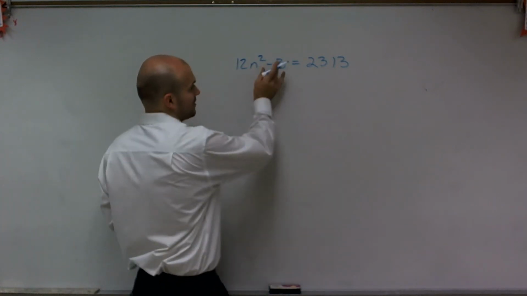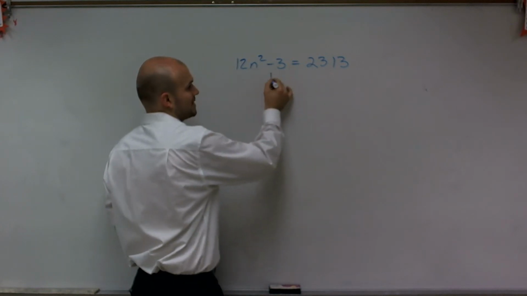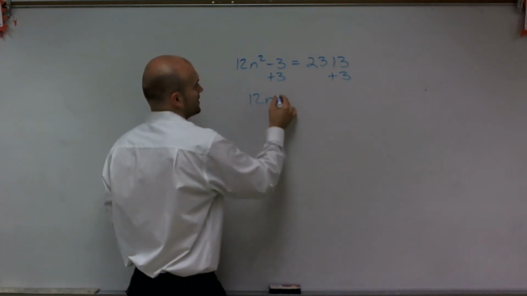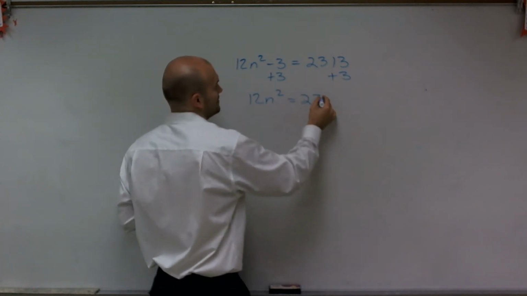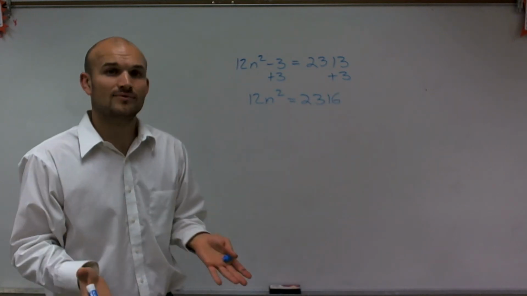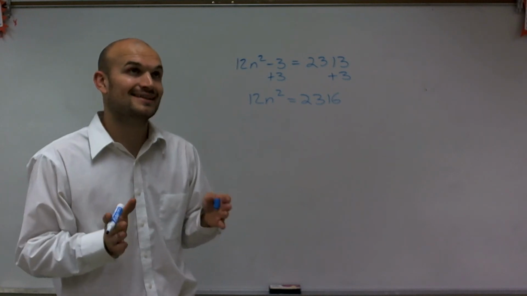So I notice right now that my variable, which I'm going to isolate, get by itself, is being subtracted by 3. So to undo that, I'm going to add 3 to both sides. Therefore, I'm left with 12n squared equals 2,316.